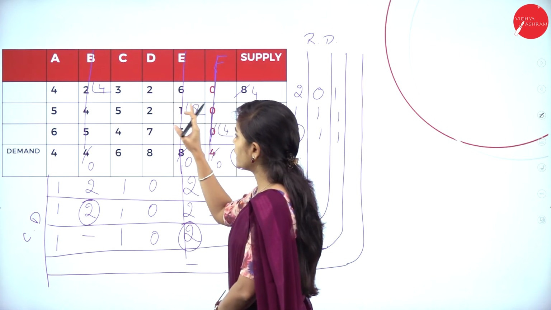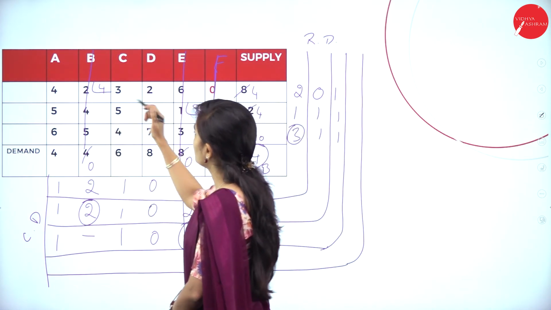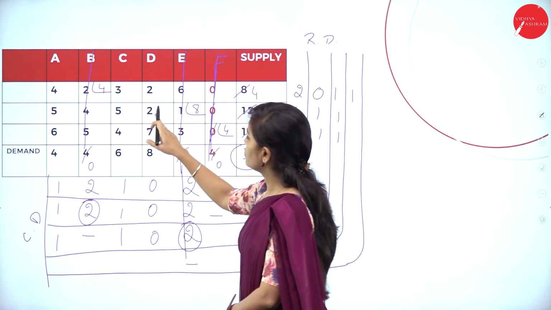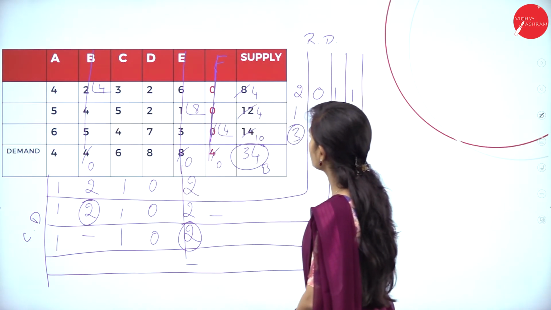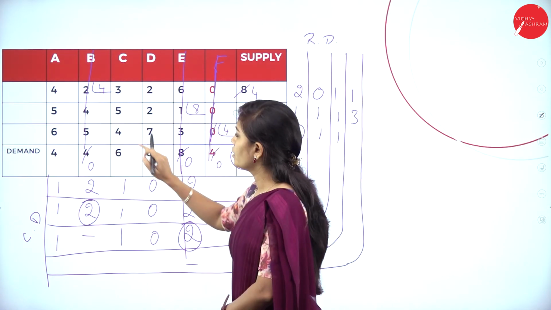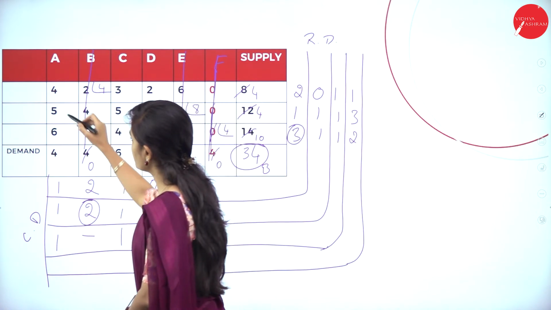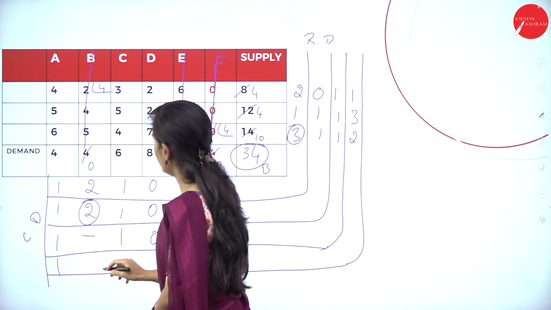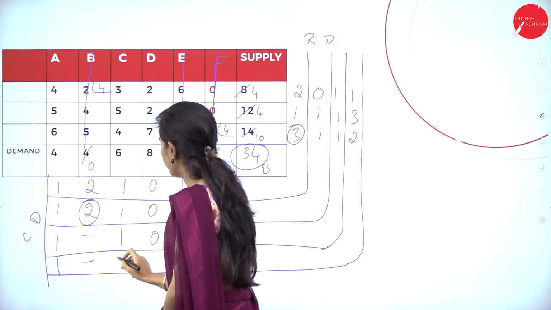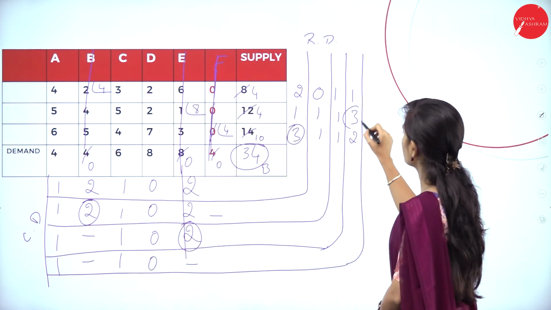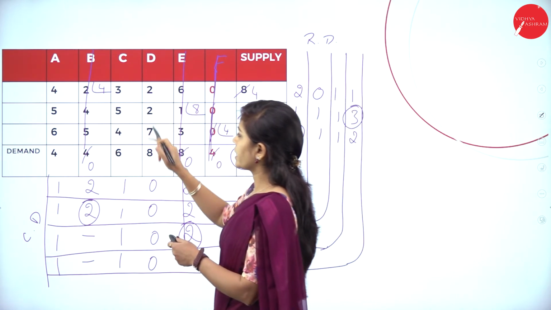So, here 3 columns get cancelled. So, row difference 3 and 2, difference 1. 2 and 5, difference is 3. 4 and 6, difference is 2. So, now column difference 4 and 5, difference 1. And 3 and 4, difference 1. 2 and 2, difference 0. So, highest penalty cost is 3. It comes under the second row.